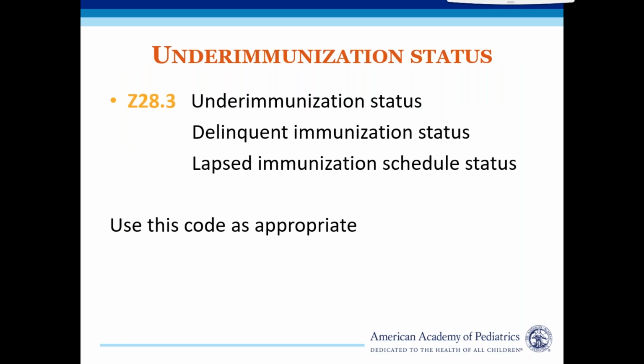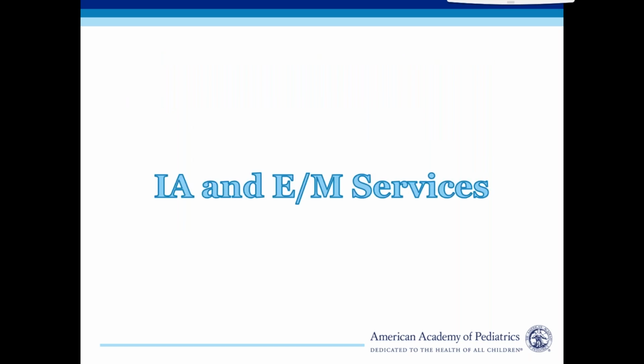Another ICD code that you can use is the under immunization status. That's the Z28.3. It's the under immunization status, delinquent immunization status, or elapsed immunization schedule status. And you use this code as appropriate when a patient comes in for any encounter, really. If you want to say the patient was in for some other unrelated condition and you offered vaccines and they refused, you can also continue to use this code to denote that they are under immunized.